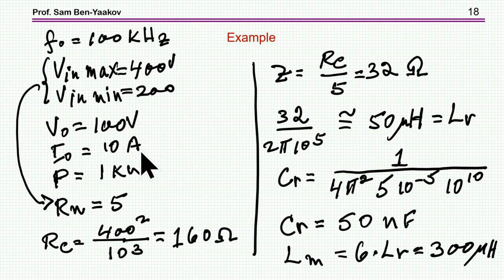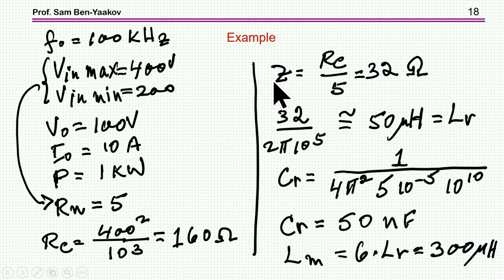Current is 10 amp, so the power is 1 kilowatt. And since I need a ratio of 2, I know that I need the normalized resistance of 5. So now I'm starting to calculate RE, which is V max square over the power, 160 ohm. I find what is Z as RE over 5. This is the normalized resistance, because the normalized characteristic impedance is 1. So this is the expression for the actual Z that I need in the system, which is 32 ohms.